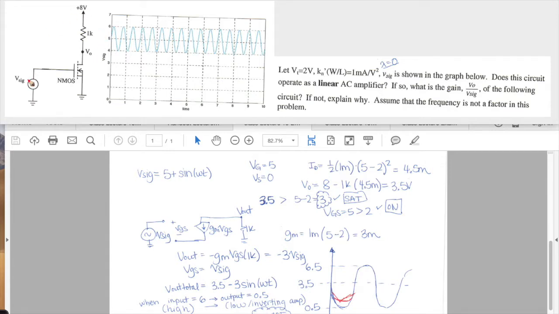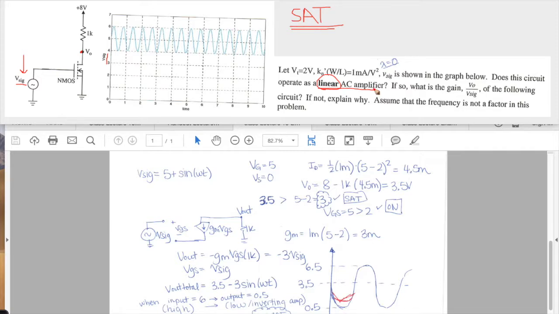Here you're given a circuit and the input signal, Vsig, and it asks you to see if this circuit operates as a linear AC amplifier. The condition for linear operation is that the transistor has to stay in the saturation region. It can be brought out of saturation by the DC conditions, which we'll determine in a second. Also, it can be brought out of saturation if your input is too large.